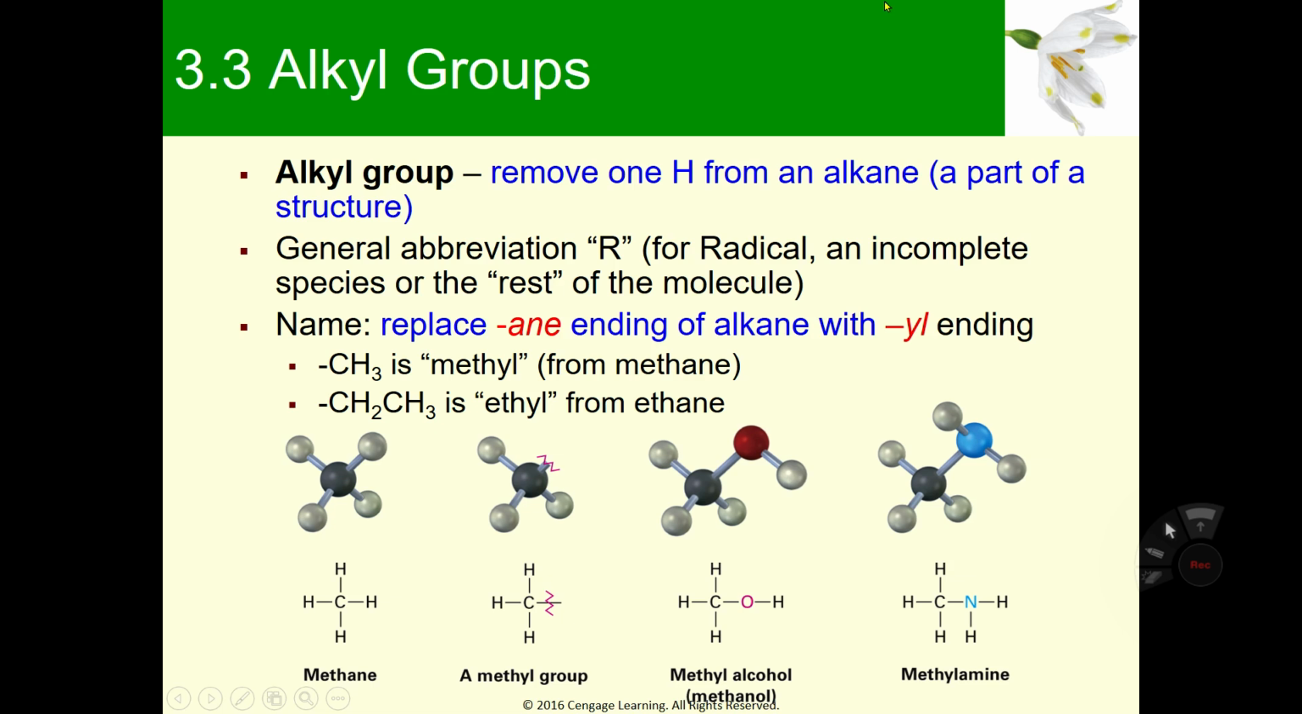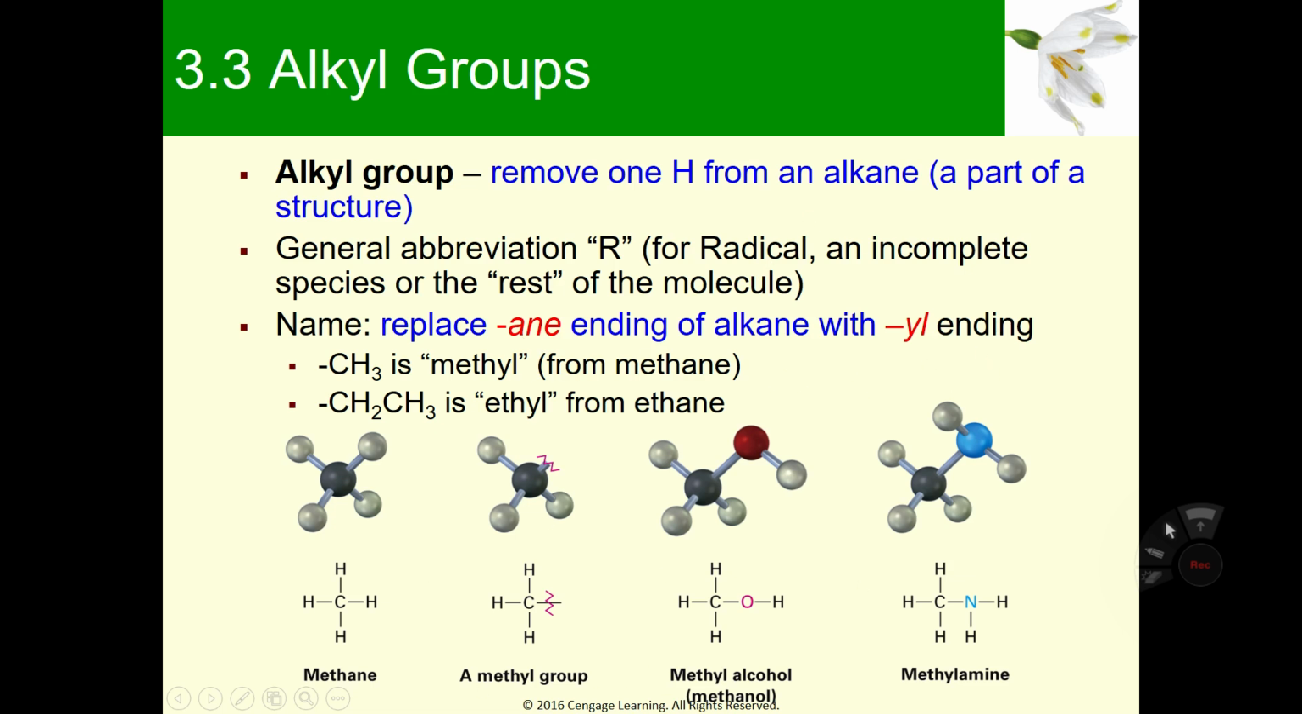Alkyl group is, if you remove one hydrogen from an alkane, then there is one bond to which other atoms can be attached. So that is called alkyl. Usually we reference it as an R. Just replace ANE with YL. YL is a suffix for the group, ANE is for the alkane.